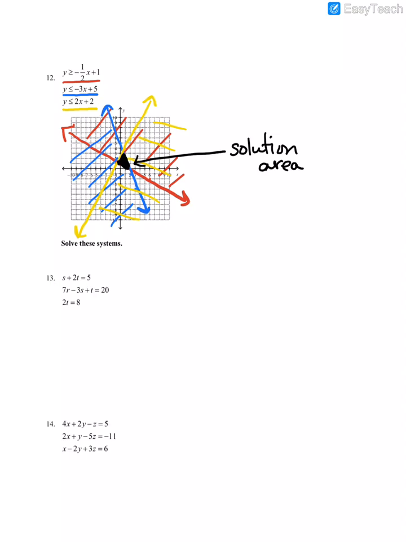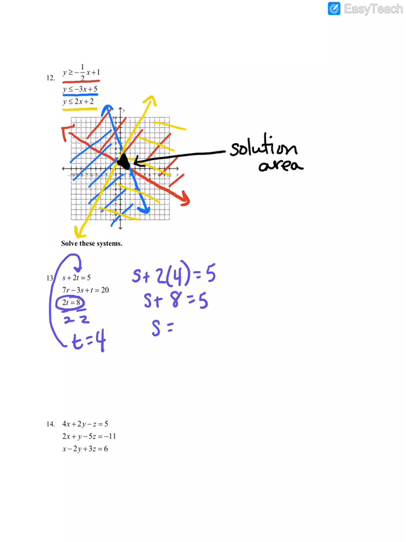Alright, number 13. These ones say solve the system of equations. Well, when I look at this guy right here, 2t is easy to solve for t. So if I just take this guy right here and I divide by 2, t is equal to 4. I can then take that and put that guy in there. So s plus 2 times 4 is equal to 5. So s plus 8 is equal to 5. So s is equal to negative 3.